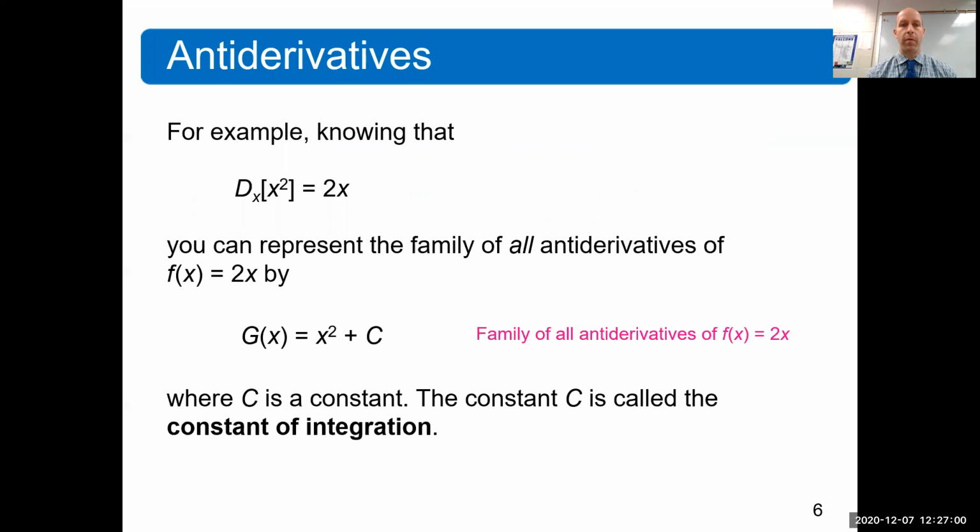So for example, x squared, the derivative is 2x. So you can represent the family of all of the antiderivatives for the function 2x by g of x equals x squared plus c. This is called the family of antiderivatives, where c is a constant. This c is called the constant of integration.